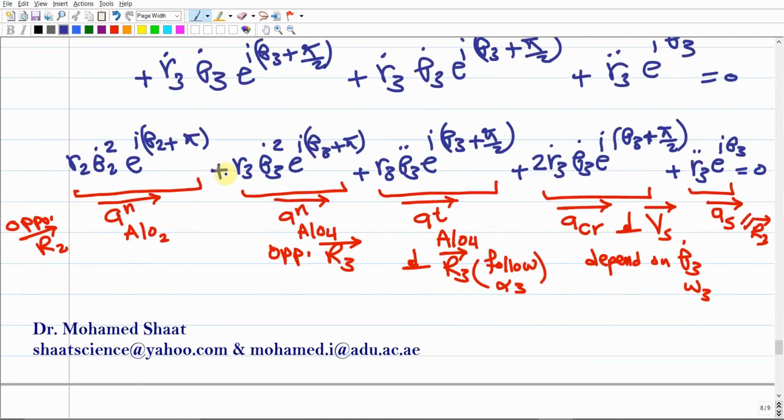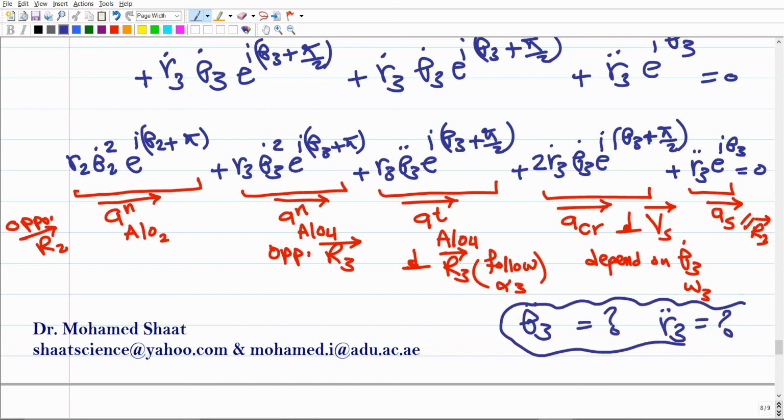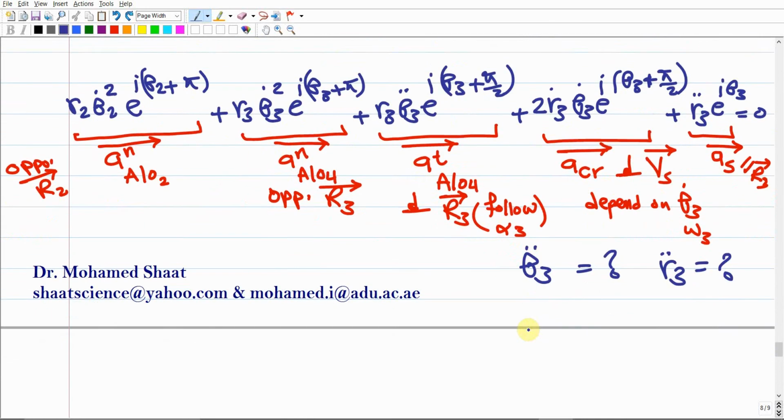So these are the different components of the accelerations. Now let us solve this equation. But as you can see, there are some double dot things. We have only two things that include double dot, which are theta 3 double dot, which is unknown, and r3 double dot, which is unknown. So we're going to have two equations and just two unknowns, and our objective is just to solve these two equations for these two unknowns. To do so, we have to rewrite this equation in terms of the trigonometric functions.